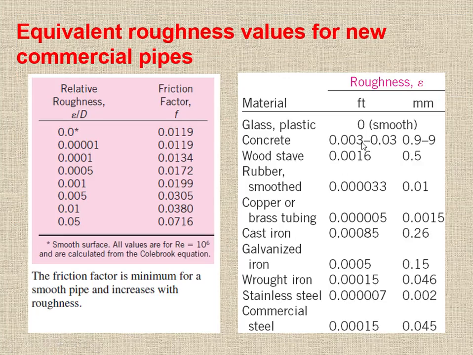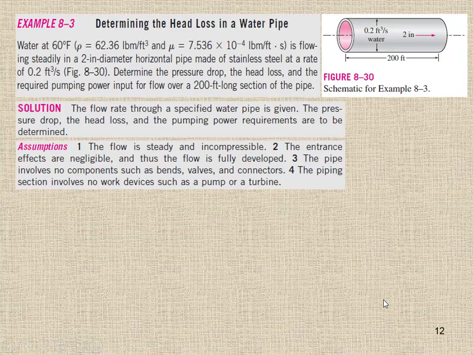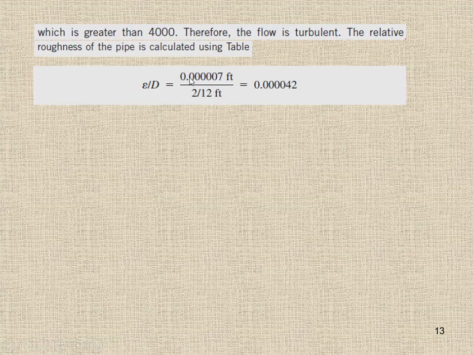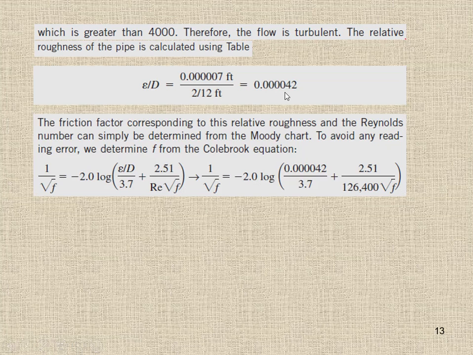For the stainless steel, since we are dealing in feet, epsilon is 0.5 times 10 to the power of minus 5, that is 0.000005, divided by D, the diameter. So here you can see epsilon by D is 0.000007 over 2 by 12. So this is epsilon over D. By using this, we substituted these values here.